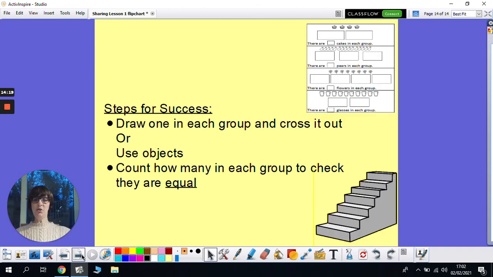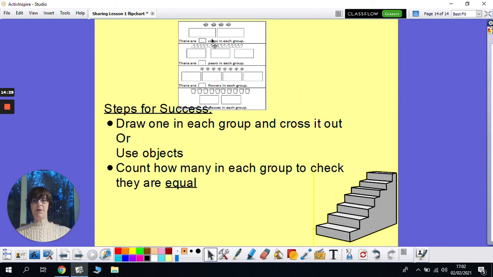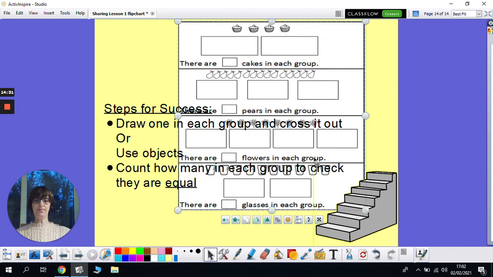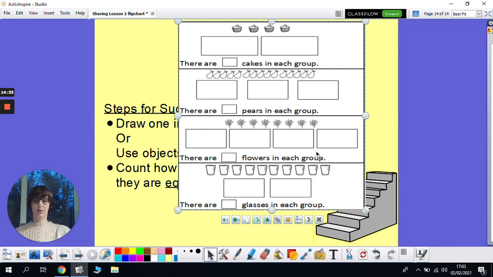Okay, you have got a job to do today. There are some pictures for you to share equally between the groups. So this one, let me just make it a bit bigger so it's easier to see. This one, there are 1, 2, 3, 4 cakes that we've got to share between the 2 groups. So I'd like you to draw your cake and then cross off so we know you've used it. Share them all out equally and then tell me how many cakes are in each group.